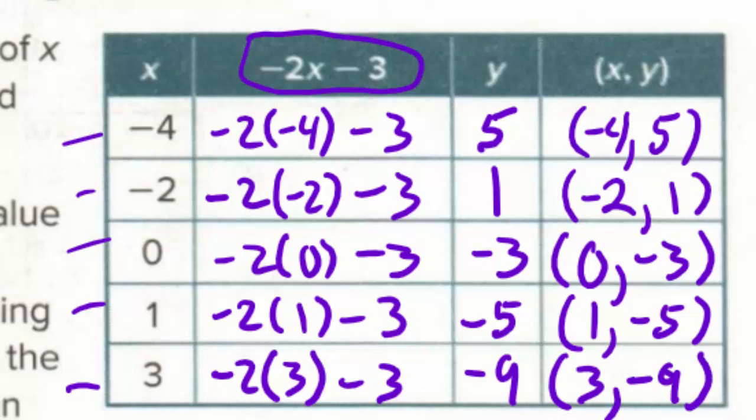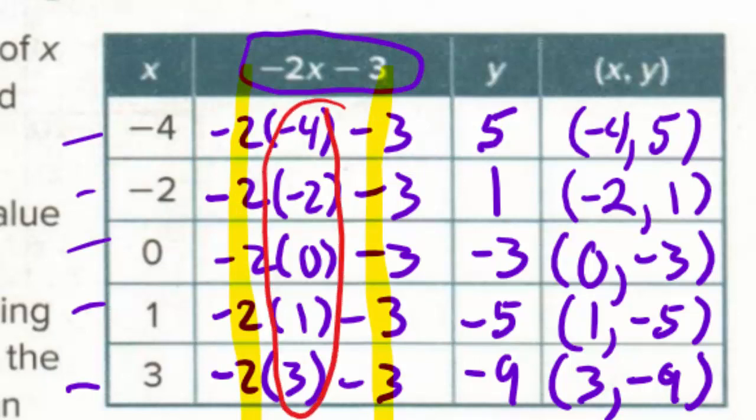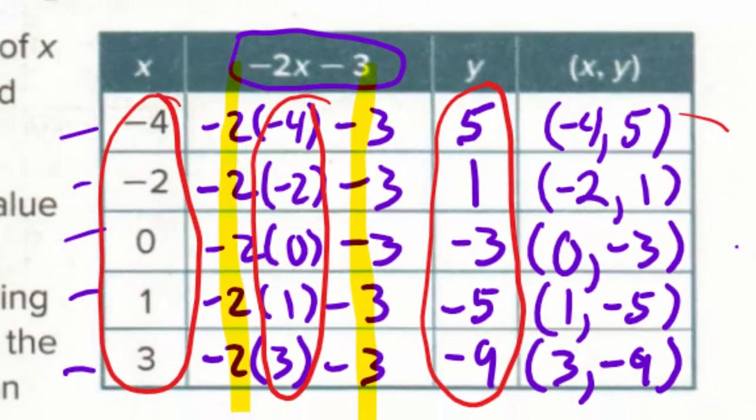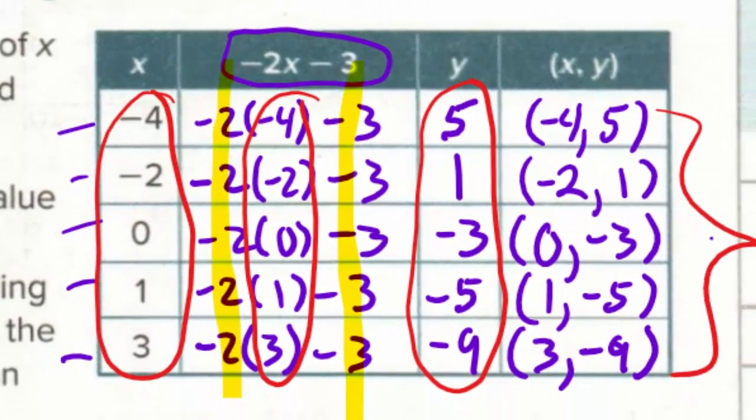You'll notice all these numbers here and all these numbers here are the same. The only thing that's different are the numbers in the middle here. Those are the input values which come from the independent or the domain values of x. The values on the right hand side, these y values, are calculated. You don't choose those, you calculate those. And then everything else on this right hand side is a solution of the equation.